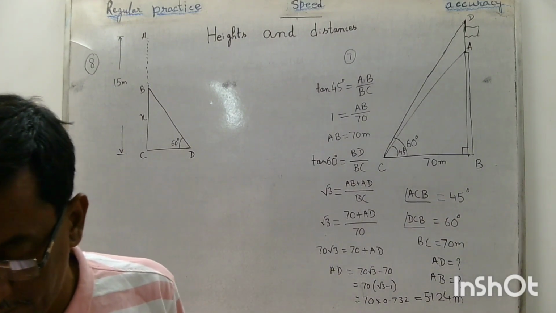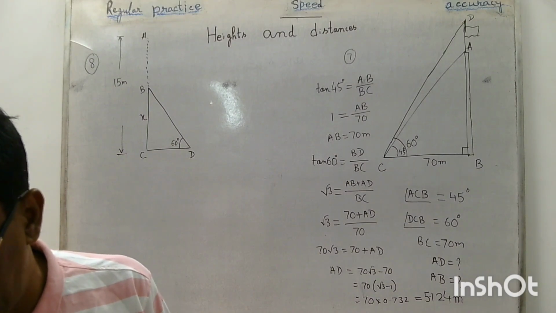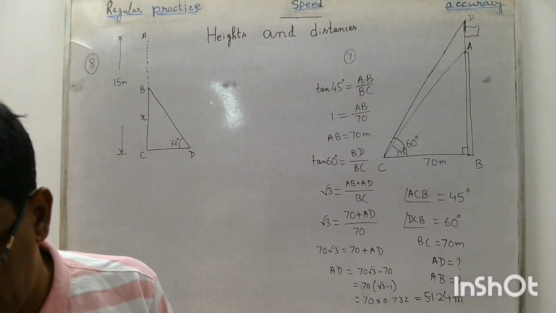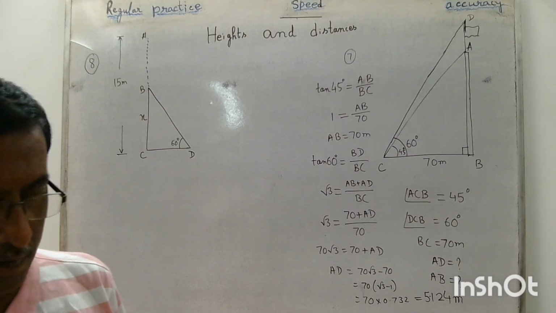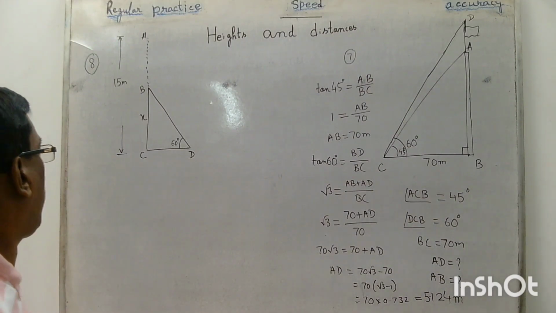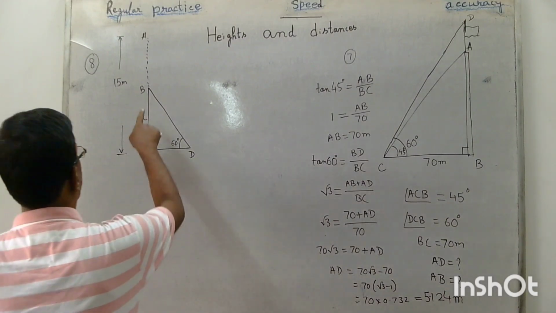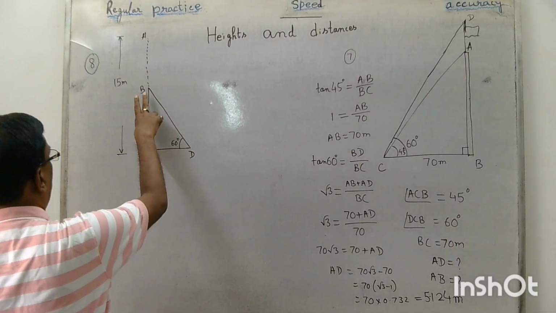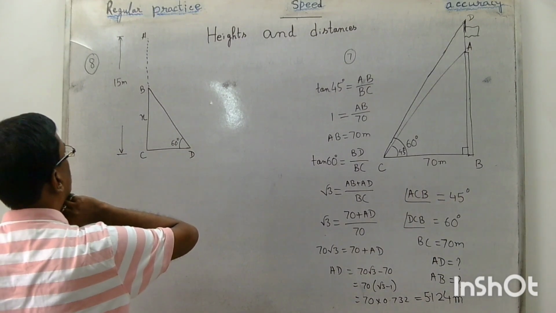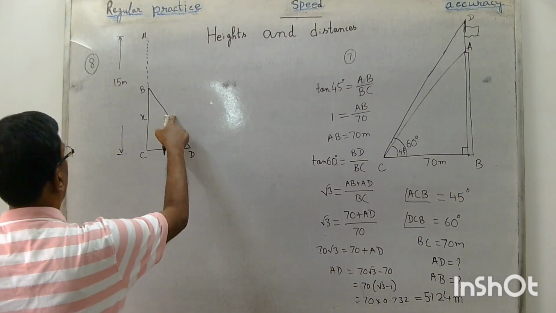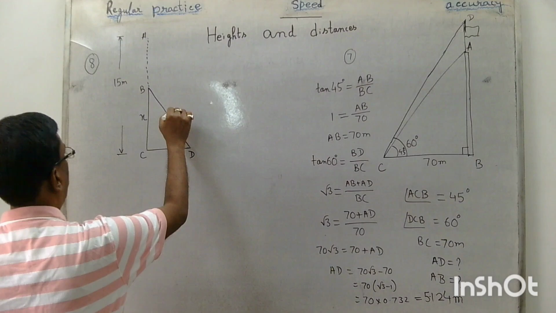A vertical straight tree 15 meter high is broken by the wind in such a way that its top touches the ground and makes an angle of 60 degree with the ground. At what height from the ground did the tree break? यहाँ से जो ब्रेक हुआ है ये हाइट कितना है? अच्छा, तो ये हो जाएगा 15 minus x.